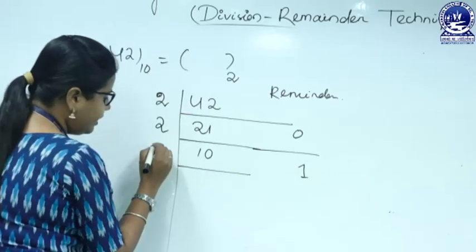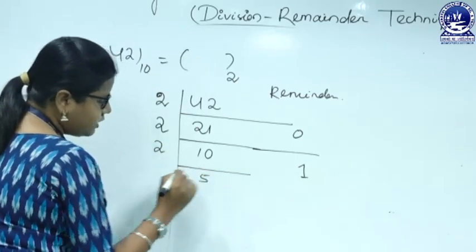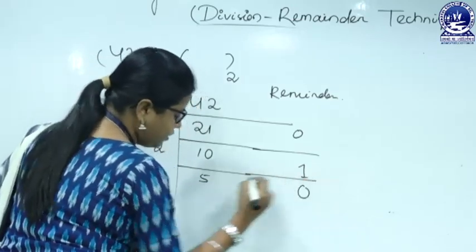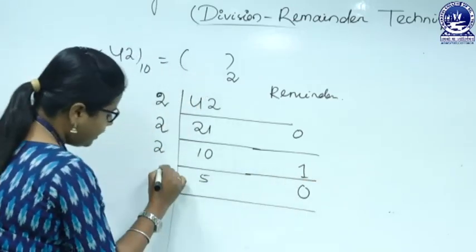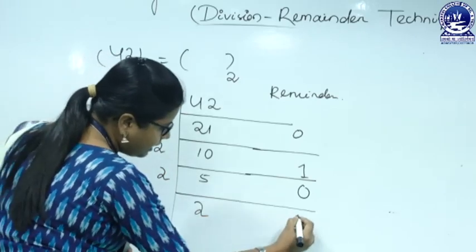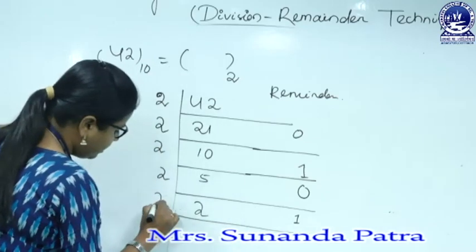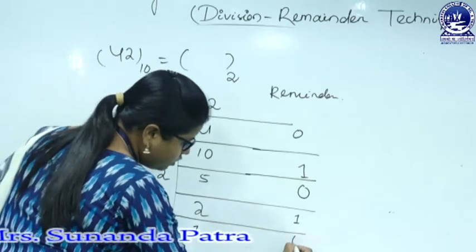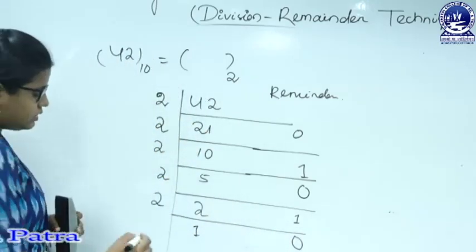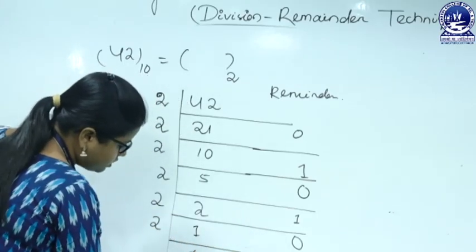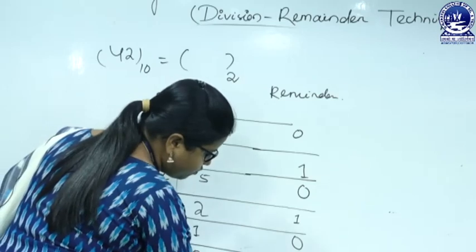Again we need to divide, 2 and here is 5. 5 2s are 10. The remainder is what? 0. Again we need to divide, 2 2s are 4 and the remainder is 1. Again we need to divide, 2 1s are 2. The remainder is what? 0. And again we need to divide, 2 zeros are 0 and the remainder is 1.